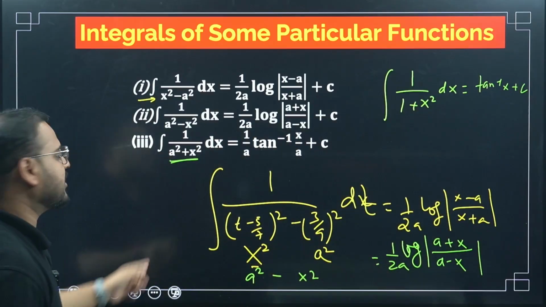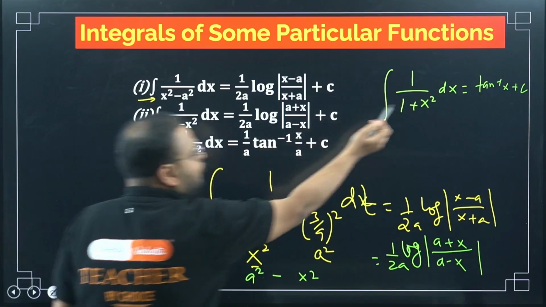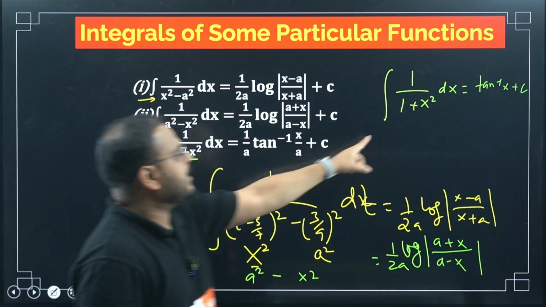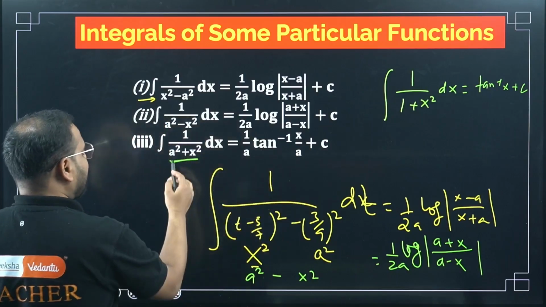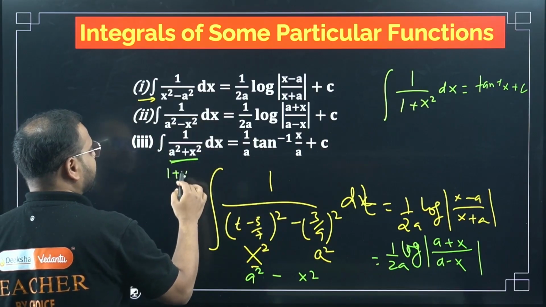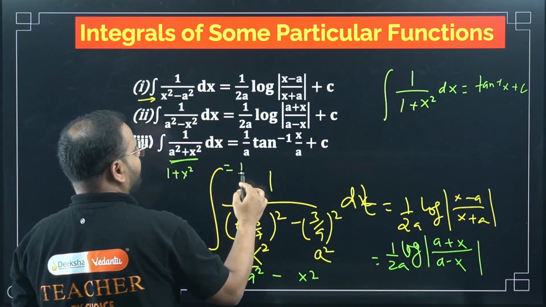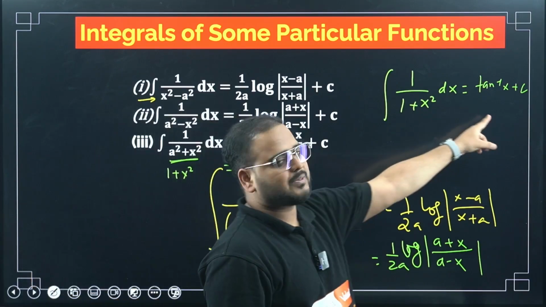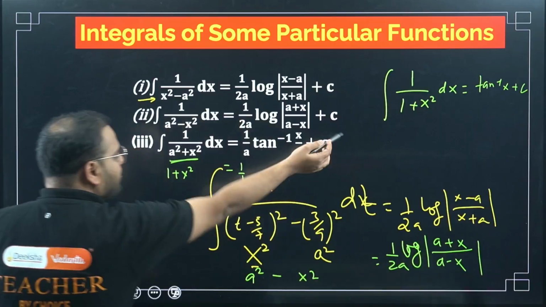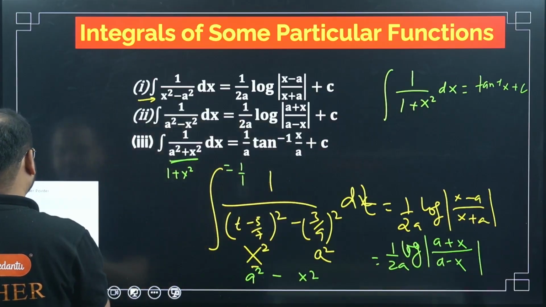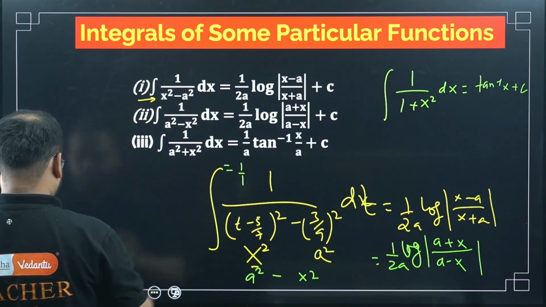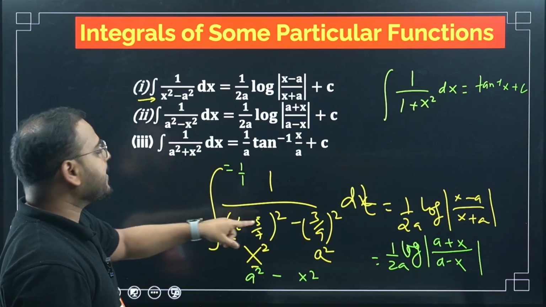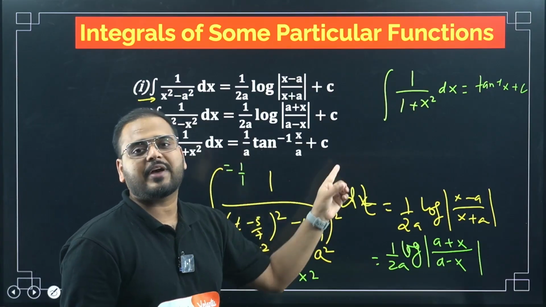Same concept here. Check here. Instead of a constant 1, if I replace a as 1 in this formula, check here. If I write this as 1, it will become 1 plus x square. It will become 1 upon 1, same thing. Tan inverse of x upon a will become x upon 1. So it is the same formula actually. So whenever you have this category of a square plus x square, simply write it as 1 by a tan inverse of x by a.